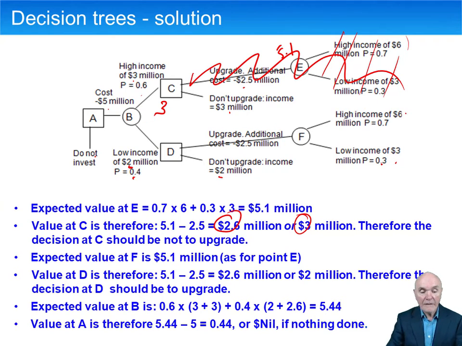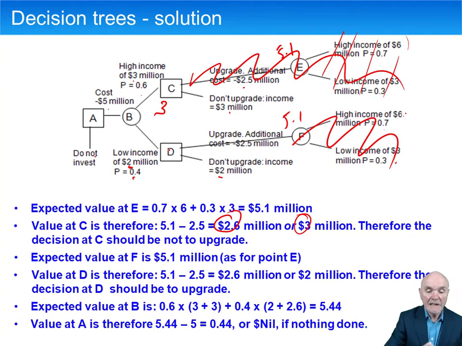We go back to F now. It's exactly the same as we got in E here. A 0.7 chance we're getting 6, a 0.3 chance we're getting 3. So it's going to be really 5.1 in here.